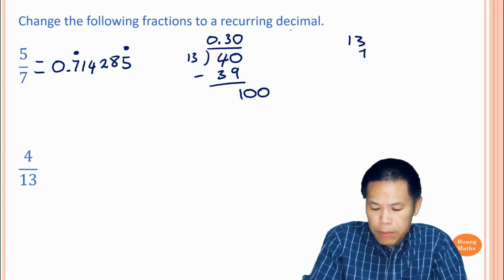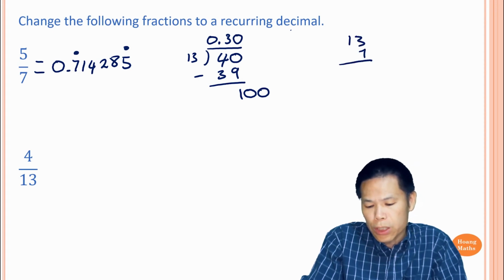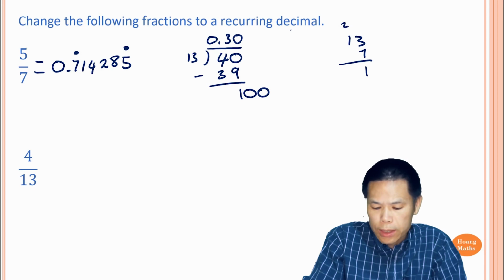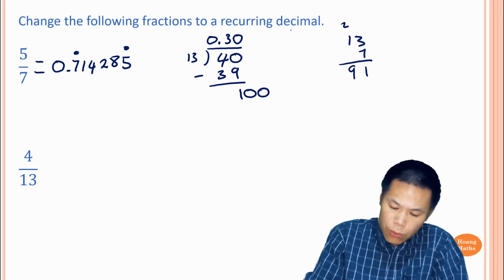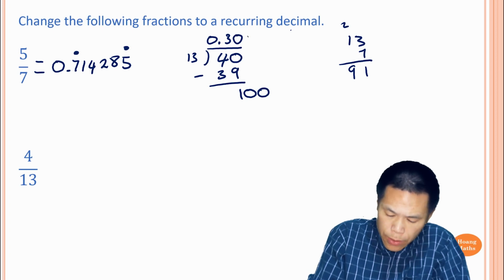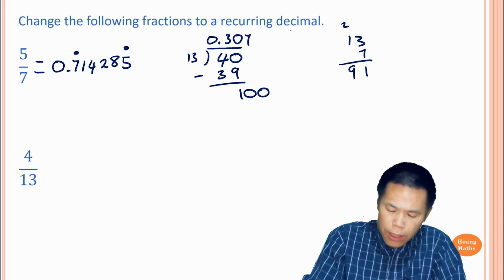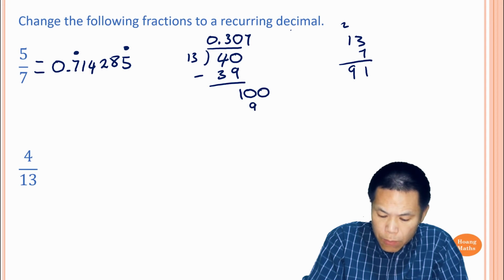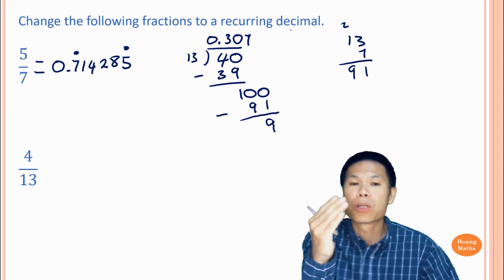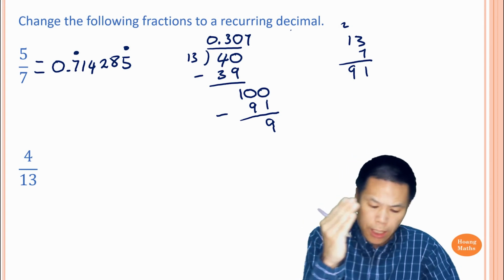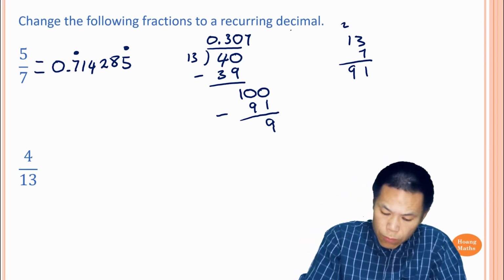So 13 times 7, 7 times 3 is 21. With 2, 7 times 1 is 7, and 2 is 9. So become 91. So which is alright. So that is 7 times. So 7 times 13 is 91. And we minus it, that becomes 9. Because 100 minus 91 is 9. And then we add a 0.